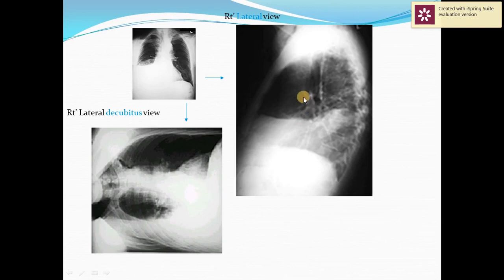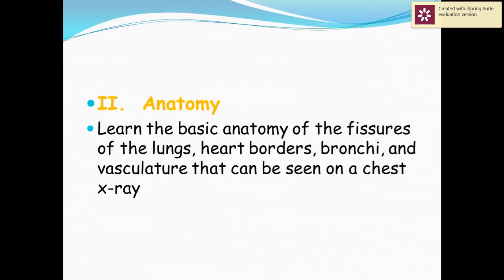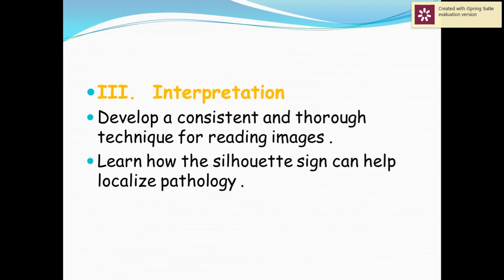This is a lateral view. Check for the anatomy, the basic anatomy of the fissure. As we know, the oblique fissure starts from T3 posteriorly and goes down until the anterior 6th rib, so it divides the upper lobe anteriorly and the lower lobe more posteriorly. And the transverse fissure is on the right side from the 4th rib and intersects with the oblique fissure.